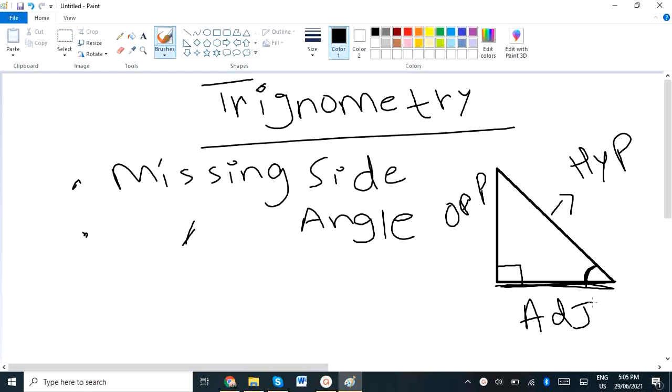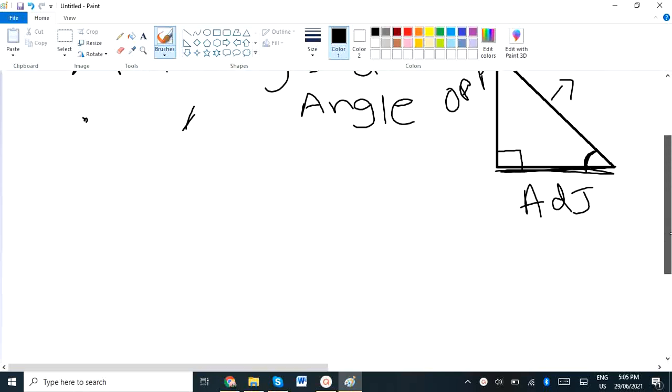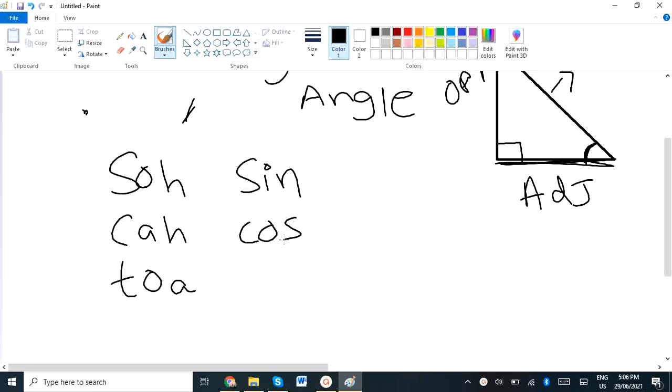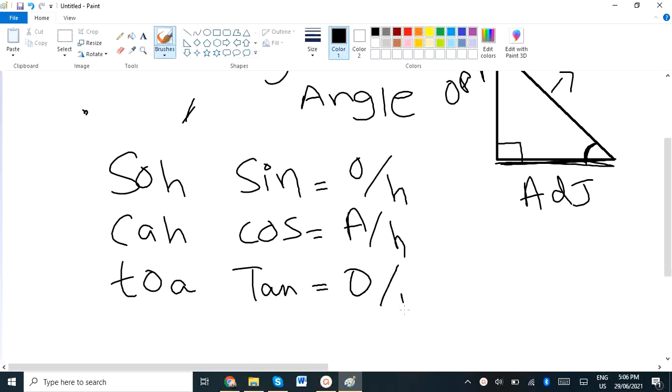To learn the trigonometric ratios, you should know about SOHCAHTOA. If you just remember this mnemonic, SOHCAHTOA, it can help you to memorize the ratios. So SOH means sin, CAH means cos, TOA means tan. Sin is O and H, so it's opposite over hypotenuse. Cos is A and H, so it's adjacent over hypotenuse. And TOA means tan. Tan means opposite over adjacent.